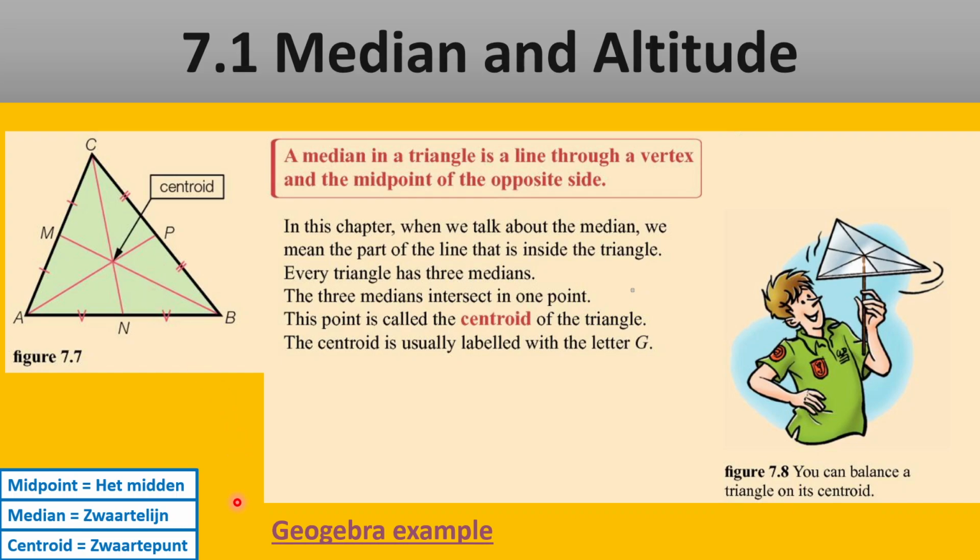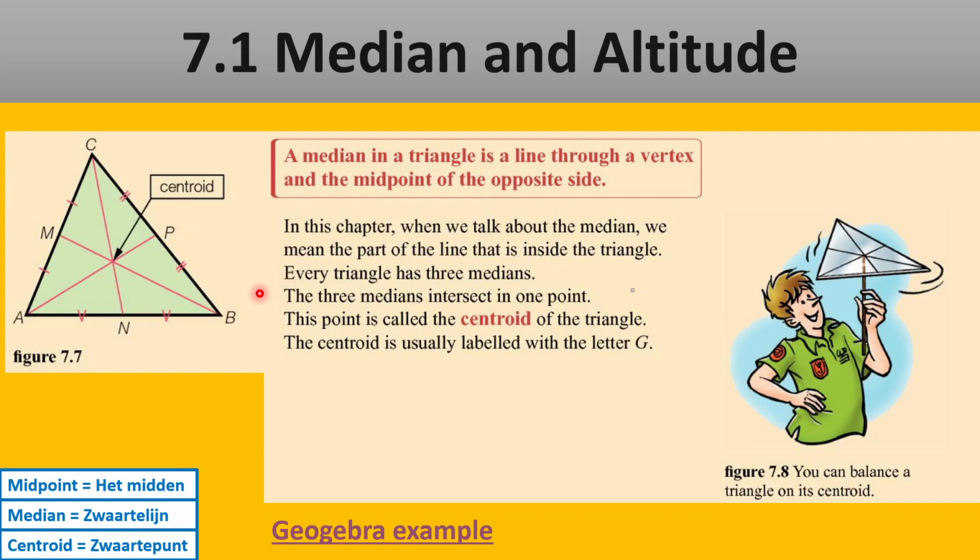And in Dutch, the centroid is also called het zwaartepunt. In Dutch this is a bit easier, right? Zwaartelijnen, samen waar ze snijden, is het zwaartepunt. In English it's a bit more difficult. We have the median and the centroid. And most of the time this is labeled with the letter G. Okay, that's nice to know. And this is a fun thing. You can balance a triangle on its centroid. Try it. Very fun, I guess.